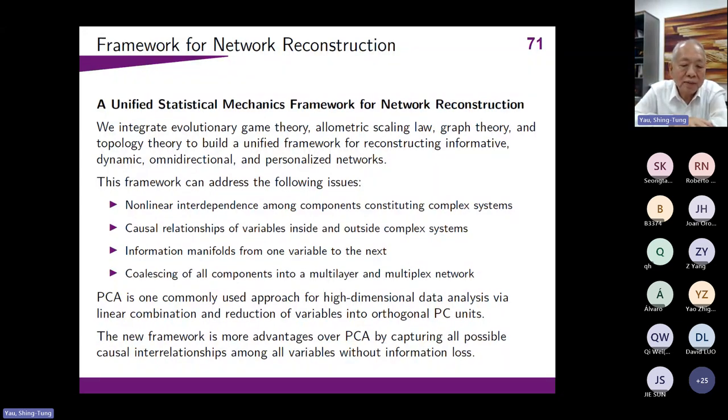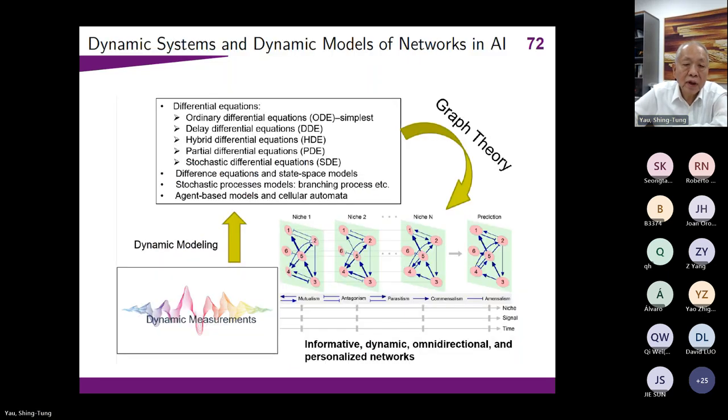networks. PCA is one commonly used approach for high-dimensional data analysis through linear combination and reduction of variables into orthogonal PC units. The network framework is more advantageous over PCA by capturing all possible causal interrelationships among all variables without information loss. So this is a proposal we are developing here.